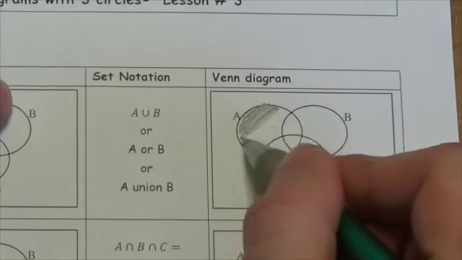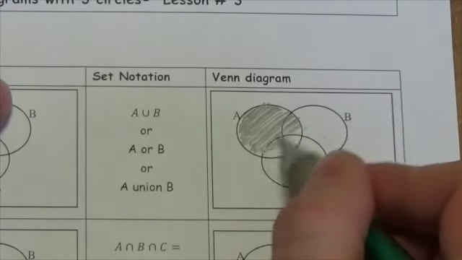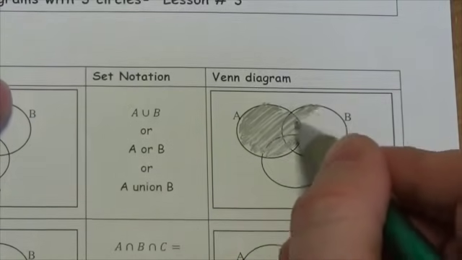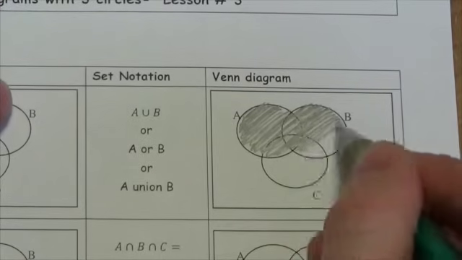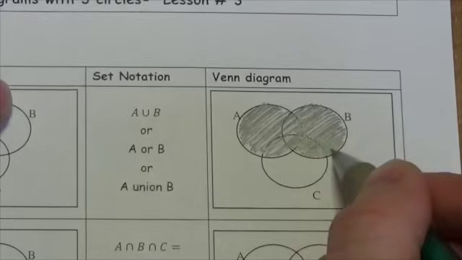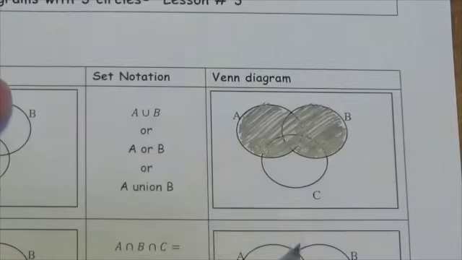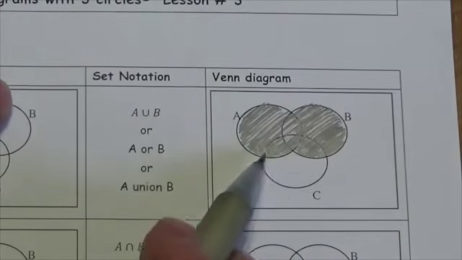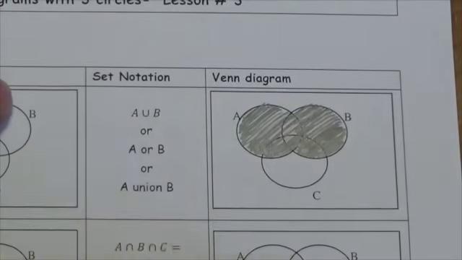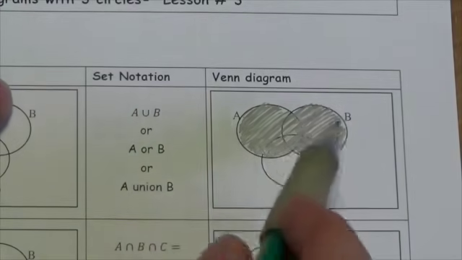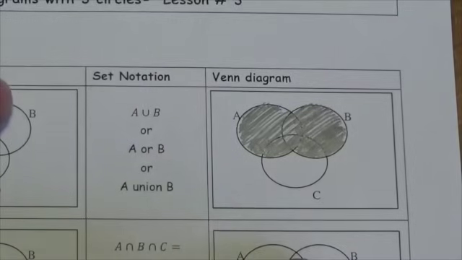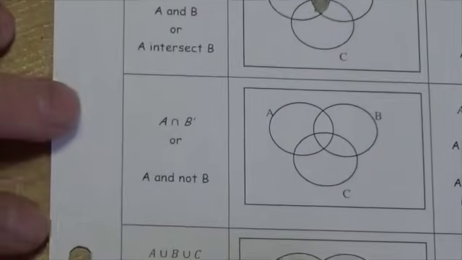When it says A or B, I'm going to highlight A and I'm going to highlight B. I'm going to shade those in. Did I shade a little bit of C? Yeah, but the only parts I shaded of C were the parts that intersected with A or B. That makes more sense.